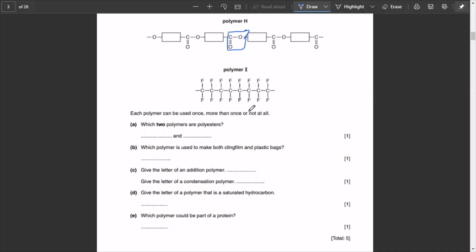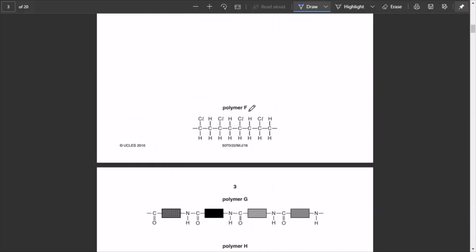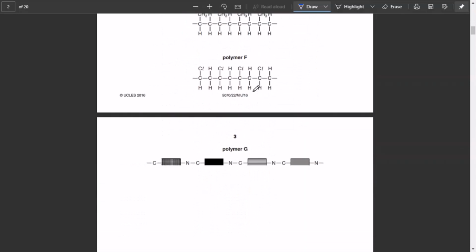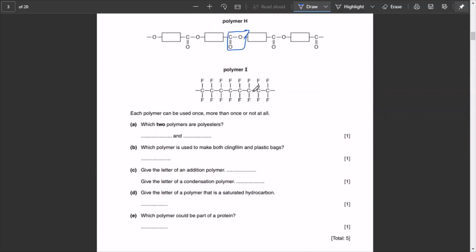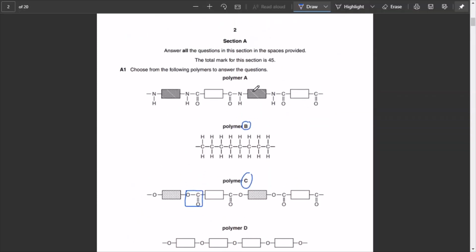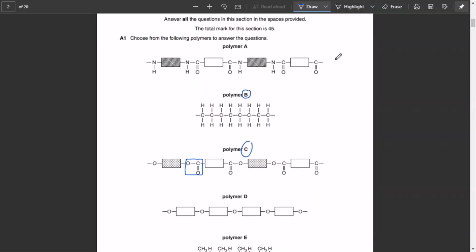Moving on to part C, give the letter of an addition polymer. Yeah, right, we were talking about addition polymer. Once again, polymer B is an addition polymer. And for a condensation polymer, alright, let's sort them out. Polymer A is condensation. Polymer B is addition. Polymer C is again condensation.